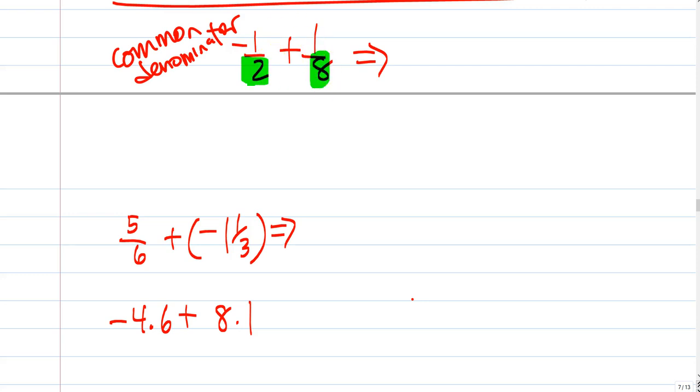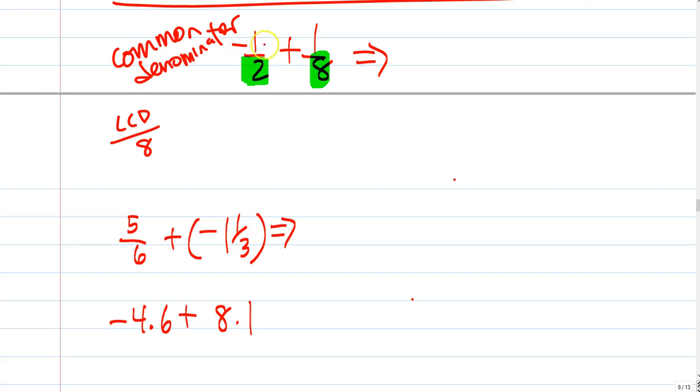I got a 2 and an 8. Yes, I can make them both a 16, but the LCD of 2 and 8 is just 8. I don't have to change the 8. I could just change the 2 into an 8. It's not wrong to make it a 16, it just means you're going to have to simplify more at the end. It makes your life harder. So how do I change that 2 into an 8?